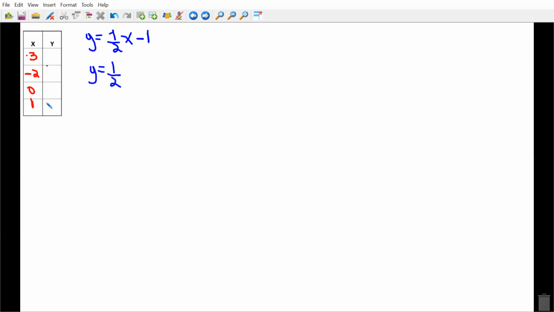Y equals 1/2. Now x is going to be replaced with -3, and after that you're going to be subtracting 1. So over here, y is going to be, how much is 1 times -3? -3. -3 divided by 2 minus 1. Ah, okay, I love this because they are fractions.